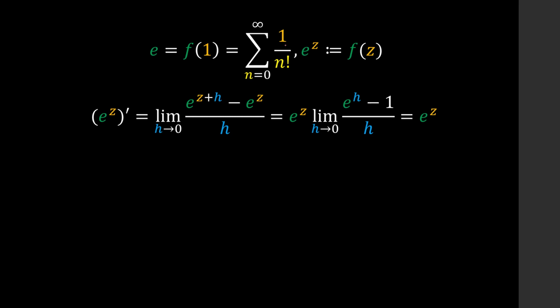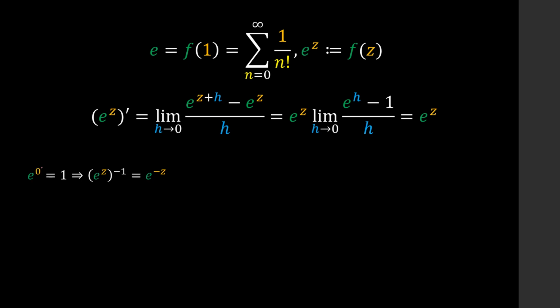You could just plug in h inside our power series representation. And by subtracting 1 and then dividing through by h, you'll have infinitely many terms that go to 0, and you'll only be left with the first term, which is 1. And so that's how we get that the limit ends up being just e to the z. So we get that the derivative of e to the z is e to the z. And so we've properly justified our original motivation that the function is its own derivative.